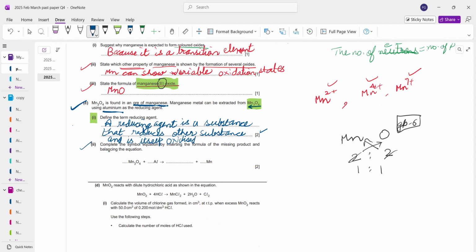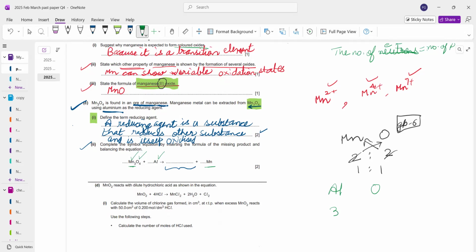Part number 2, complete the symbol equation by inserting the formula of the missing product and balancing the equation. So we have to complete the reaction by writing this product and then balance it. Now, this is going to be very simple. Just have a look at what is missing on the right hand side. On the left hand side, we have manganese, oxygen, and aluminium. I'm not counting the atoms right now. I'm not balancing it. I'm just figuring out what is missing on the right side. So, manganese is there on the right side, but aluminium and oxygen are missing. So, what is the formula of the compound of aluminium and oxygen?